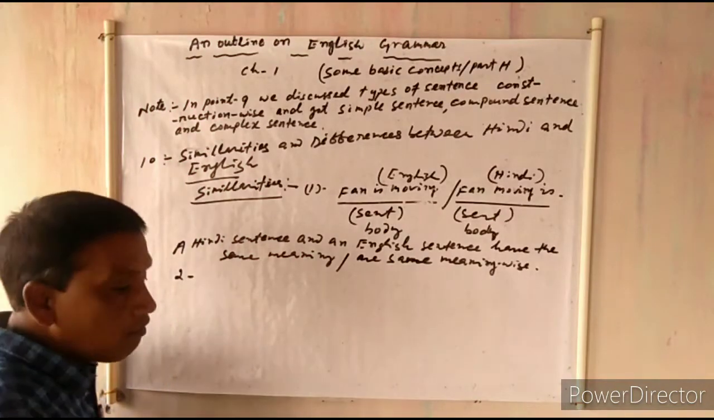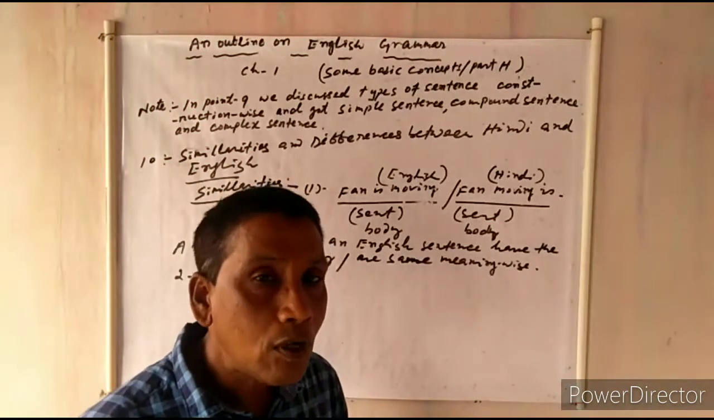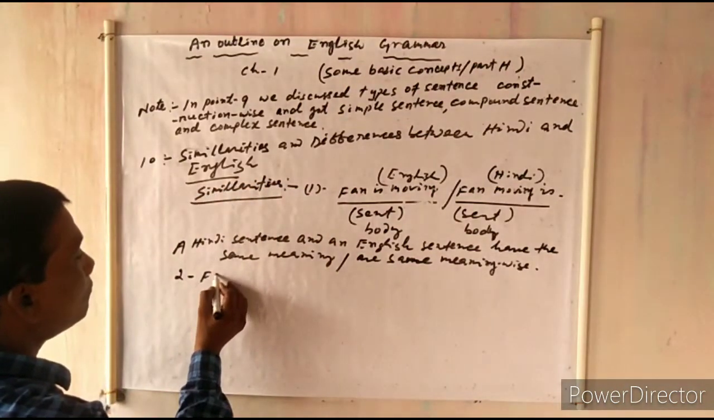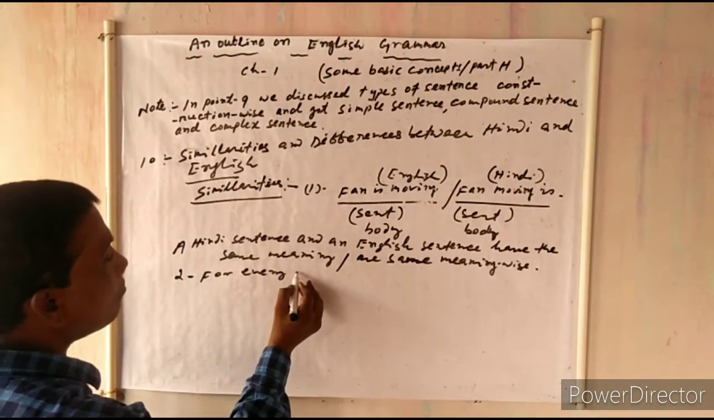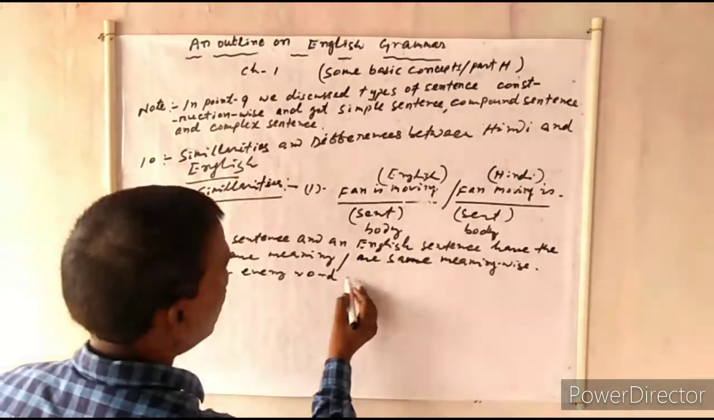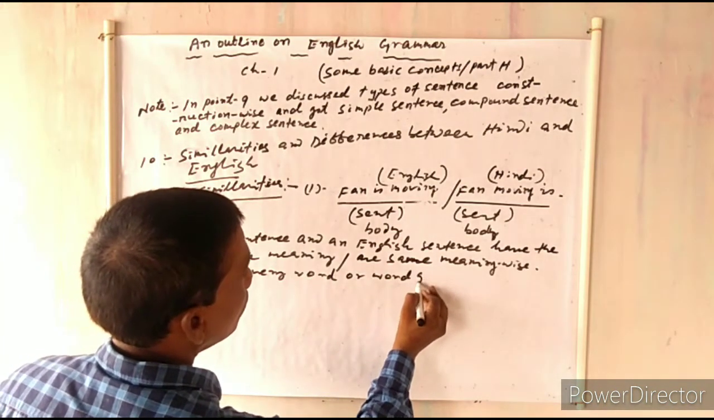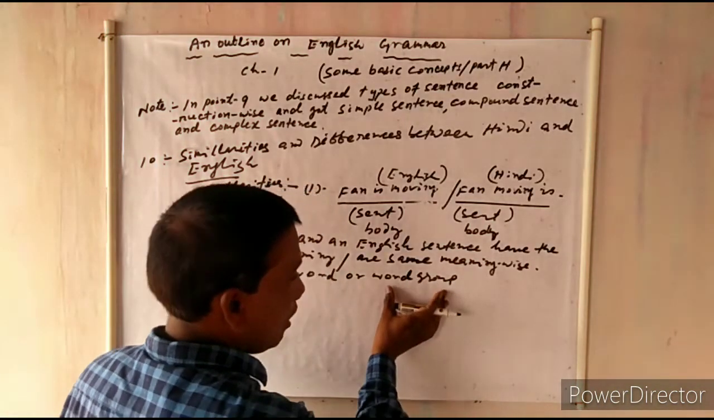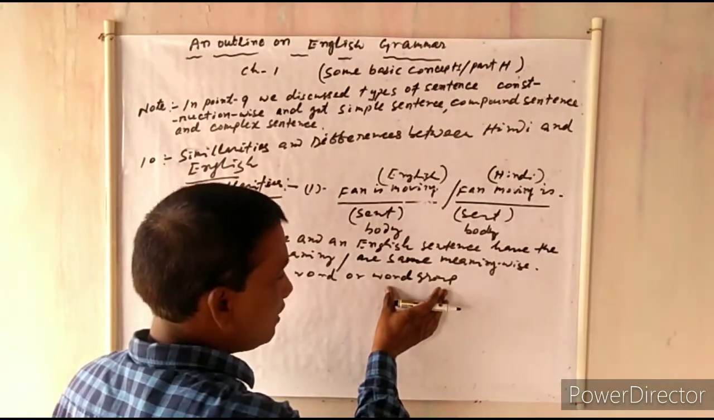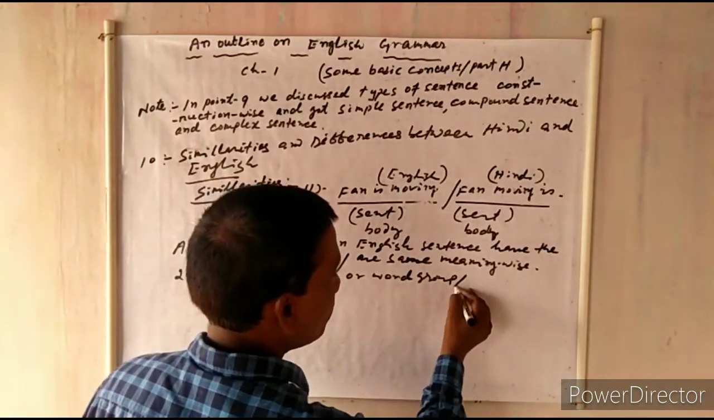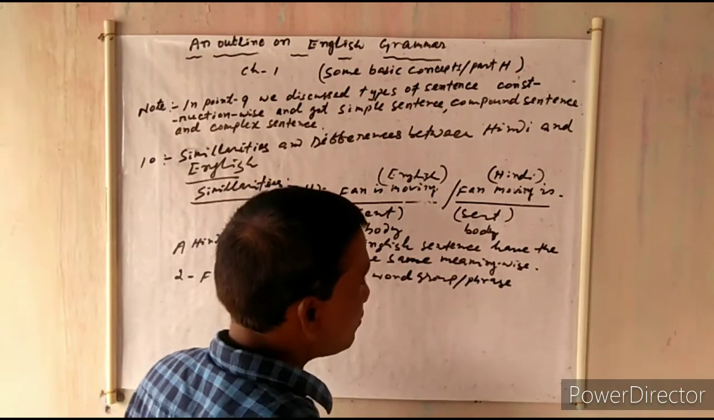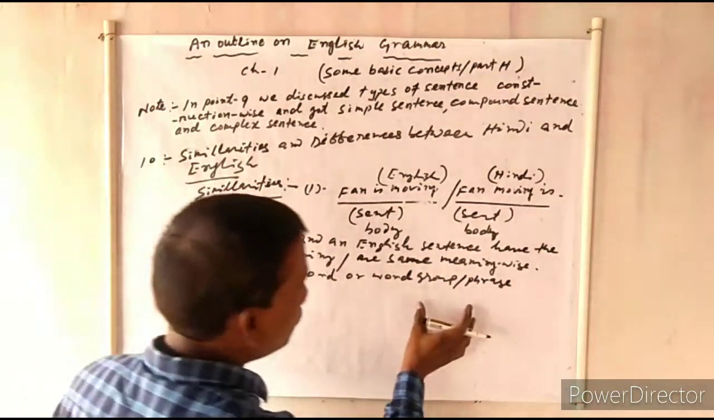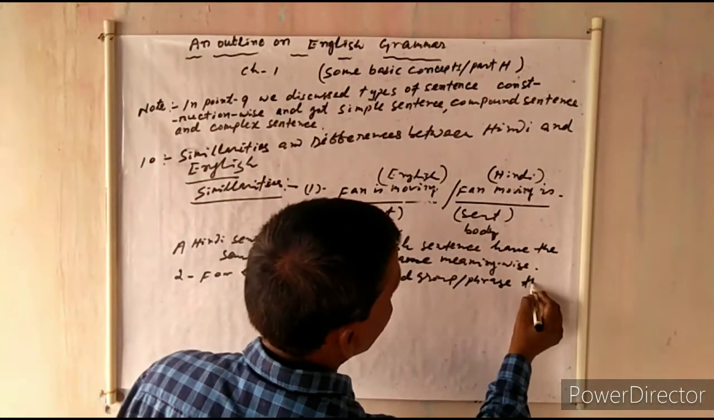सपोज फॉर एवरी वर्ड इन हिंदी you get a word or word group in English. That is, for every word or word group. And when we are writing here a word group, you have to understand what it means by word group. Word group को grammatically क्या बोलते हैं? इसको phrase कहते हैं. We have already discussed the phrase. Okay?